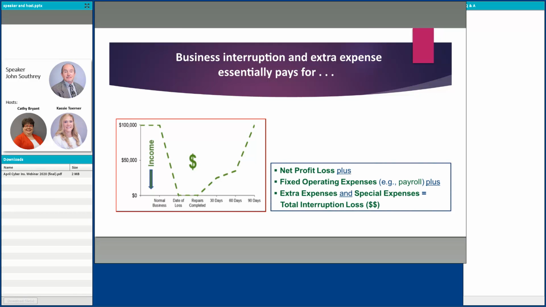The components of that are the loss of net income, the fixed operating expenses, for example, your payroll that continues. You want to keep your employees hired, plus the extra expenses or extraordinary expenses that you incur, and special expenses. All of those components lead to the total interruption loss.